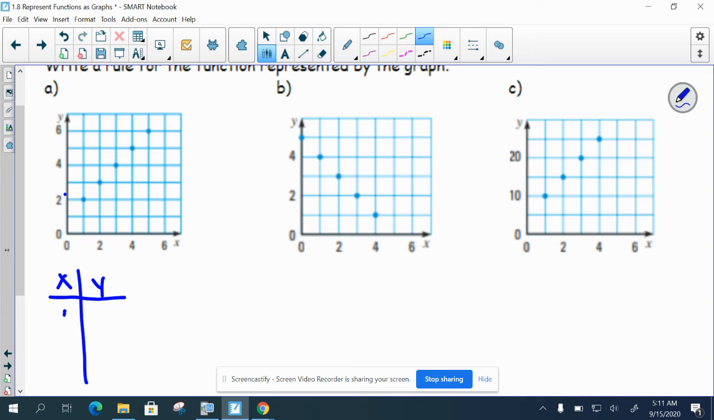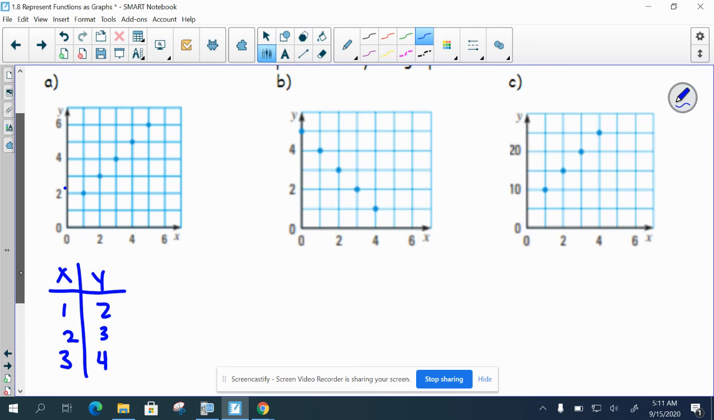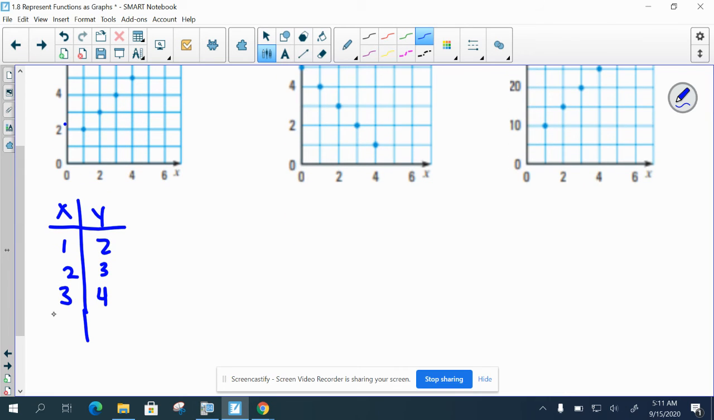So this would be 1, 2, 2, 3, 3, 4, 4, 5, and 5, 6. So what pattern do you notice? What are we doing to x to get to y? Well, this one is actually pretty simple. We're just adding 1. So this one is just y is equal to x plus 1.